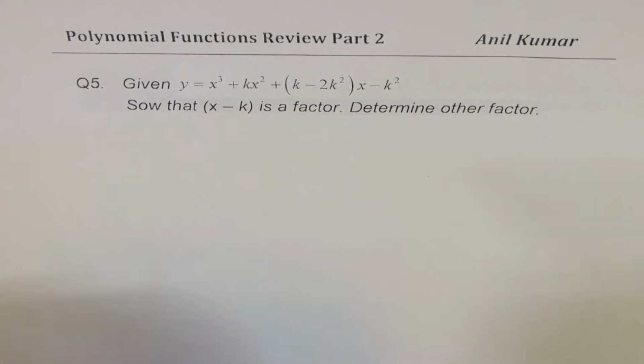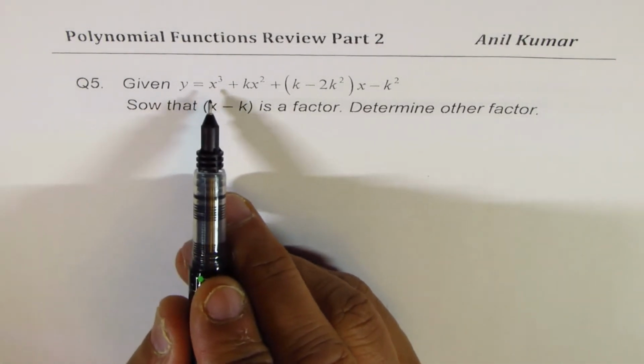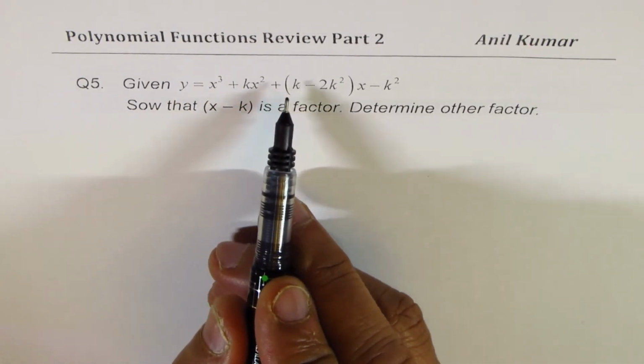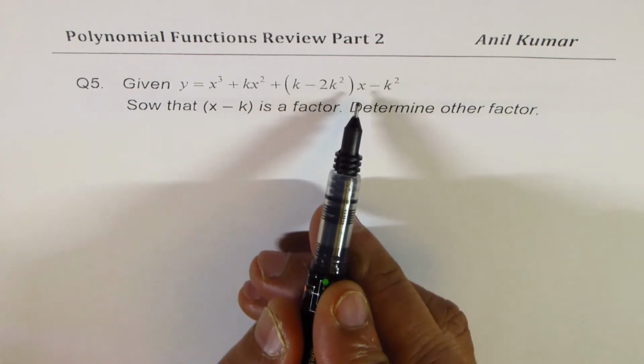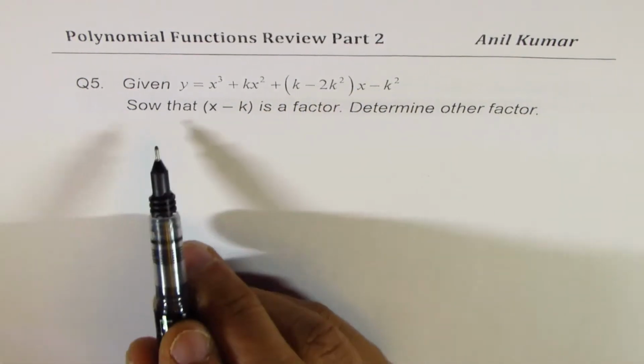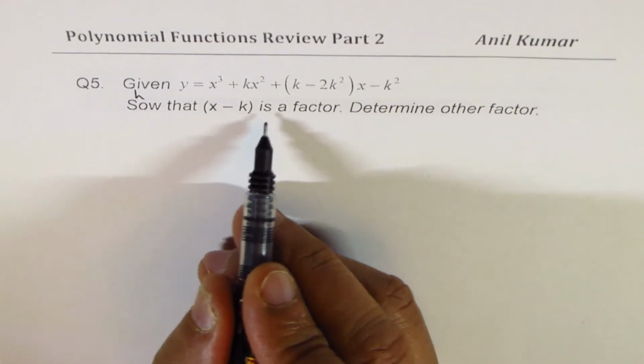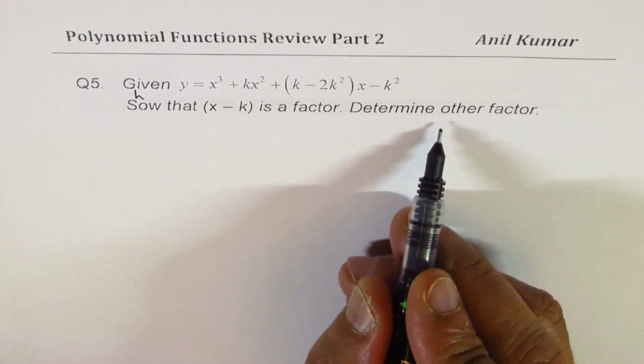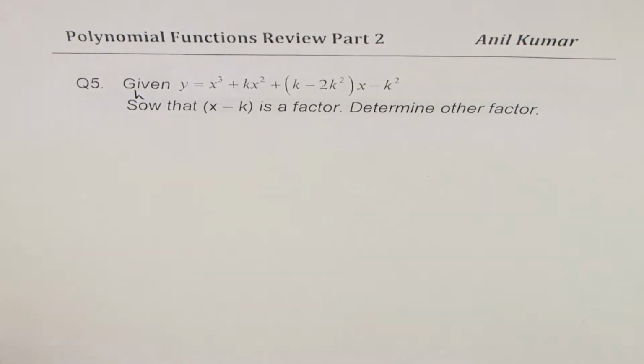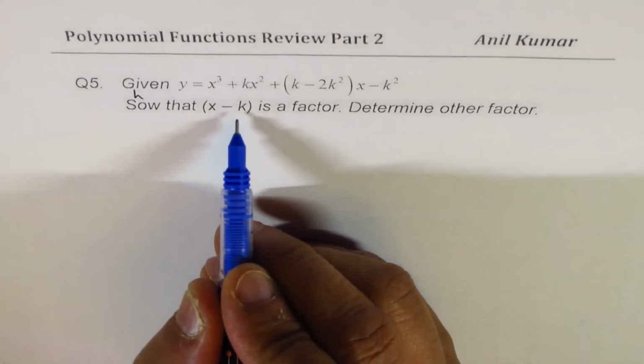Question number 5. Given y equals x cubed plus kx squared plus (k minus 2k squared) x minus k squared, show that x minus k is a factor. Determine other factors. Now this is a very interesting question. It has two parts. We have to show that x minus k is a factor.